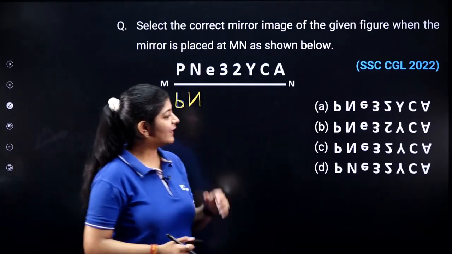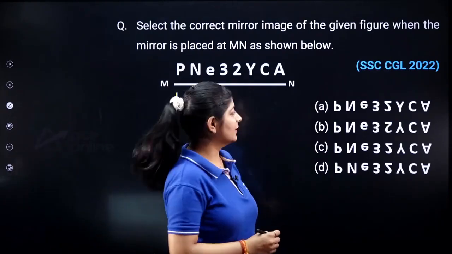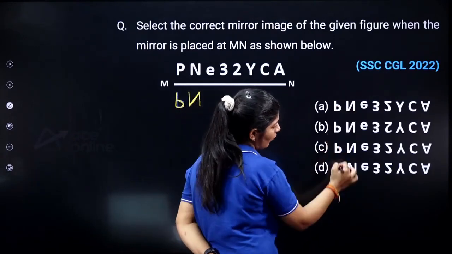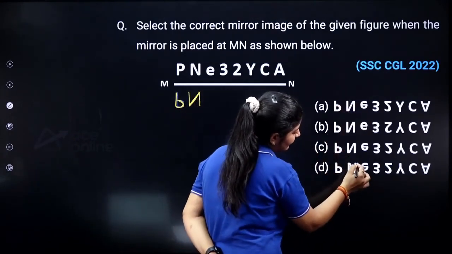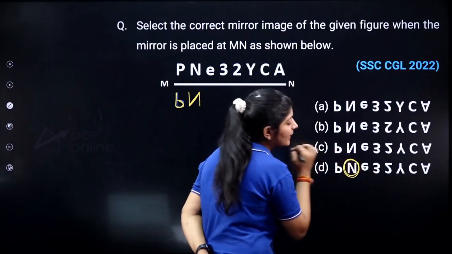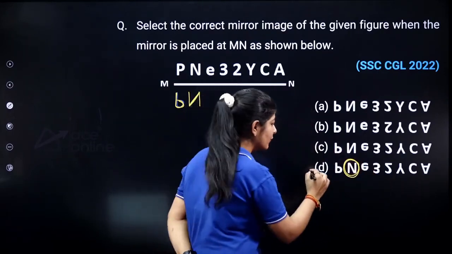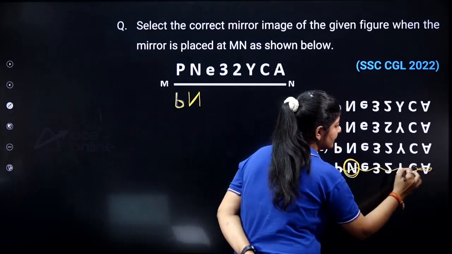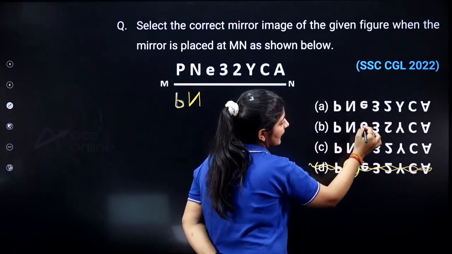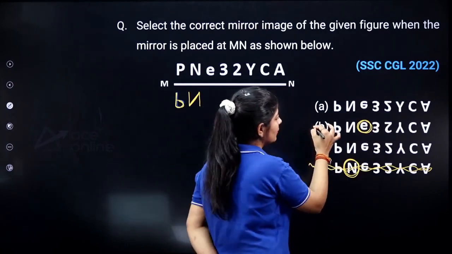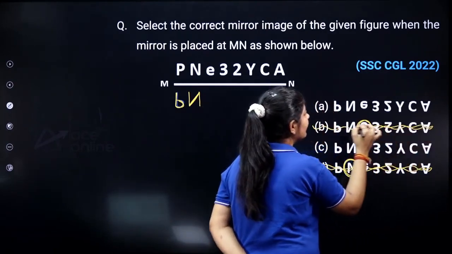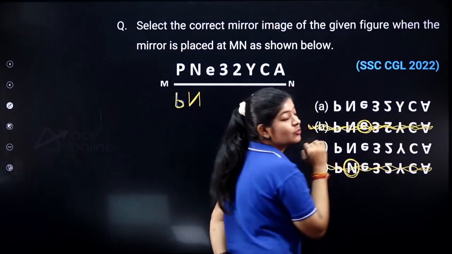If I talk about this particular question, here I have all the P's the same, right? All the N's are the same as well, except this one. And this is not the mirror image of N. So we can simply eliminate this option. Next, E. Here we are getting the exact E, not the mirror image. So this option is also eliminated. Now we are left with just two options.